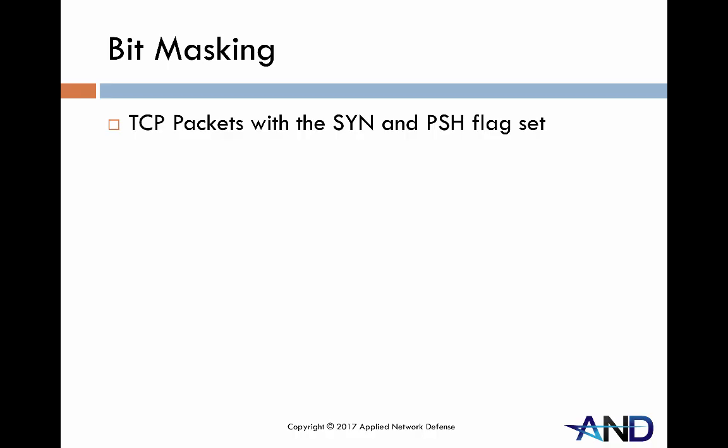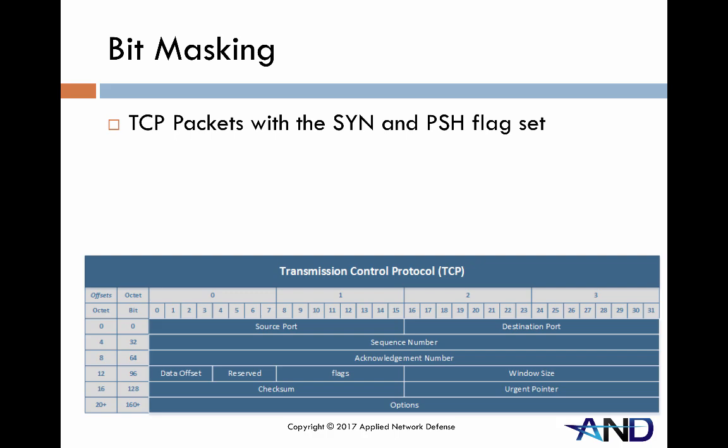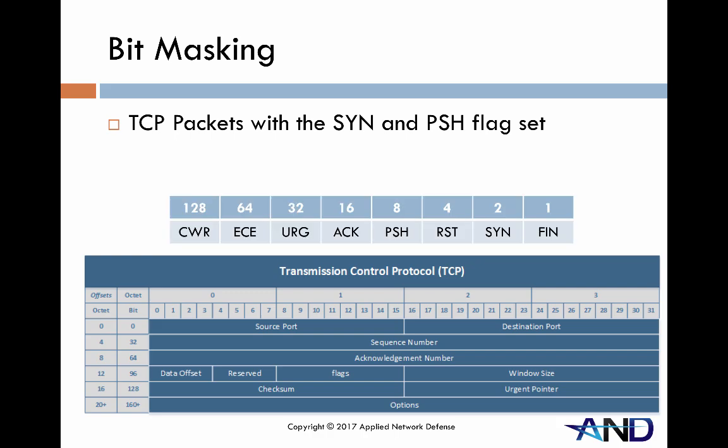So it could be like a Christmas tree scan where all the flags are set, but we're going to search for that, again, just looking for SYN and push flags. So I'm going to put the TCP packet header back up here, and I'm also going to put the flags byte back up here so you can see the positions. And of course, we already know how to filter for the SYN bit, which is in the second position.